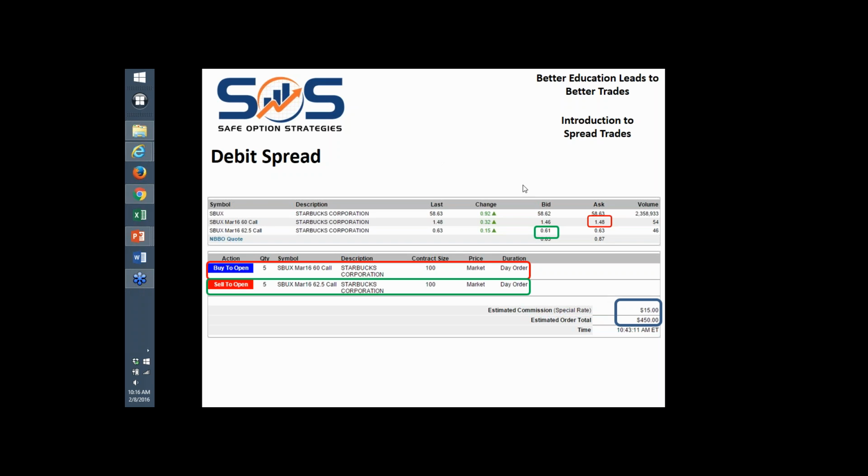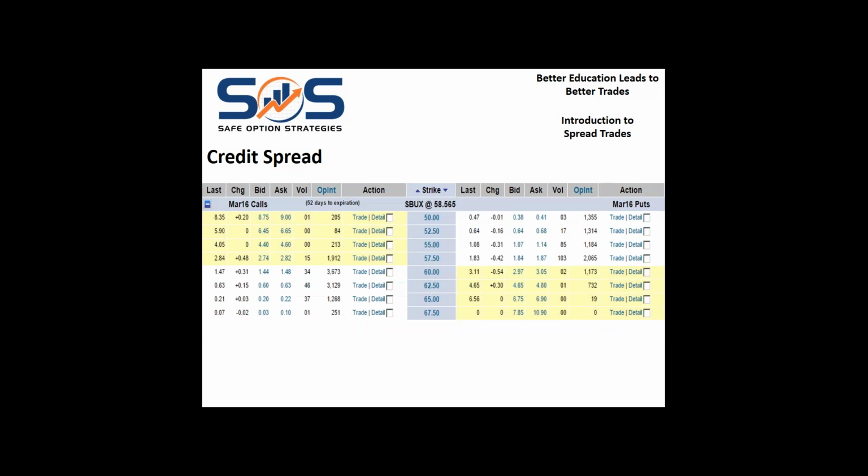Alrighty, let's continue to move on here. A credit spread. Remember, a credit spread is taking in a bigger credit than debit. And this, Jeff, is where you're going to get a little more risk. We're going to walk through a credit spread really quickly, looking at the same chart on Starbucks.